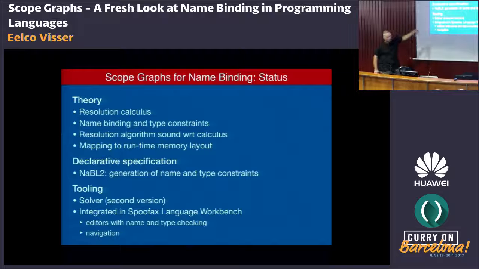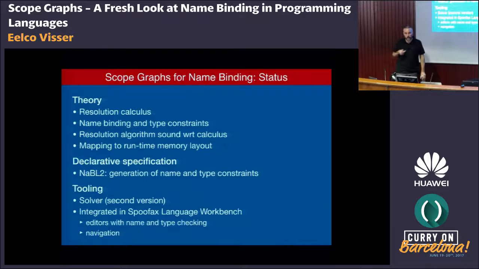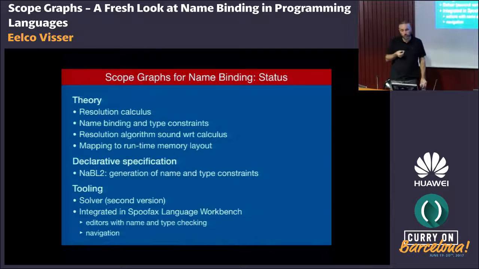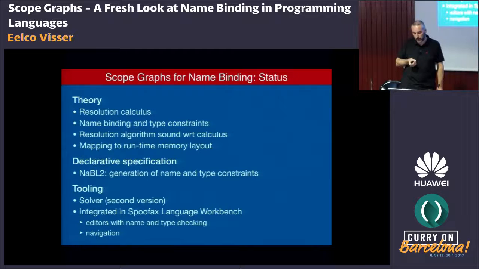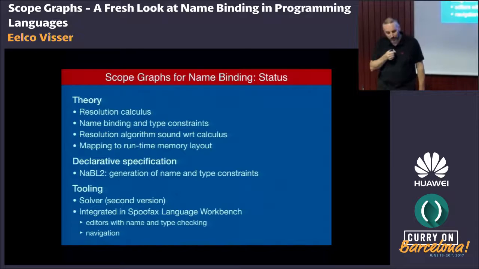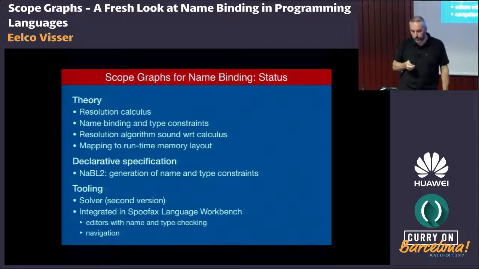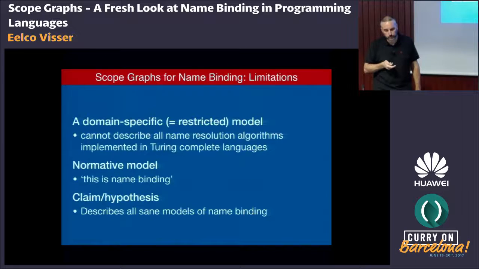And so what's the status? We have a theory, this resolution calculus that gives us name binding and type constraints, and a name resolution algorithm that is sound with respect to the calculus. And we have this mapping to runtime memory layout. And we have a language for defining the name binding rules called NaBL2. And we have tooling to go with this. So we have a solver that's now getting acceptably fast. Well, acceptably slow, I guess you should say. And this is integrated in the SpoofX language workbench, where you can use it, and you get editors with name and type checking and navigation.